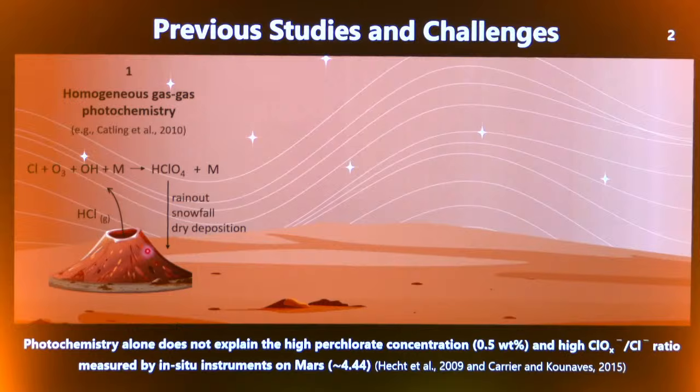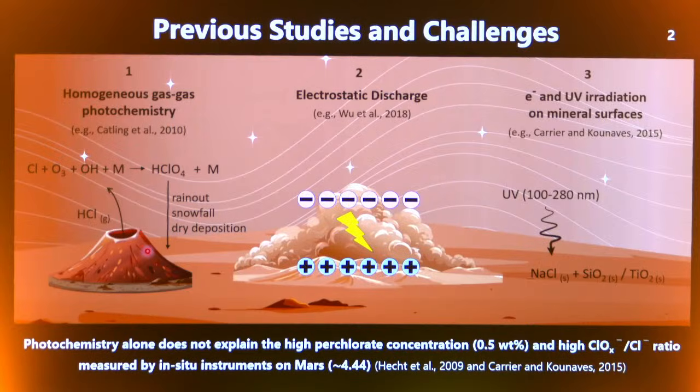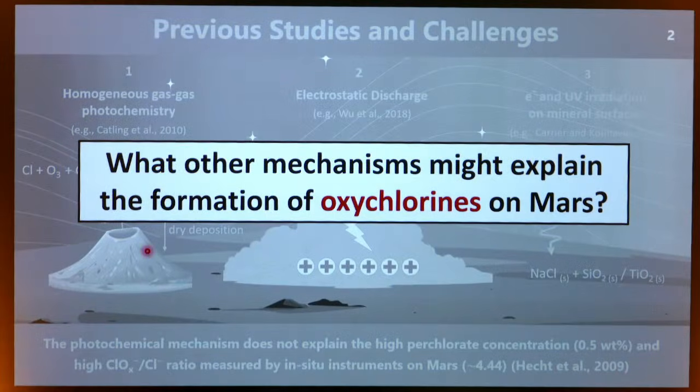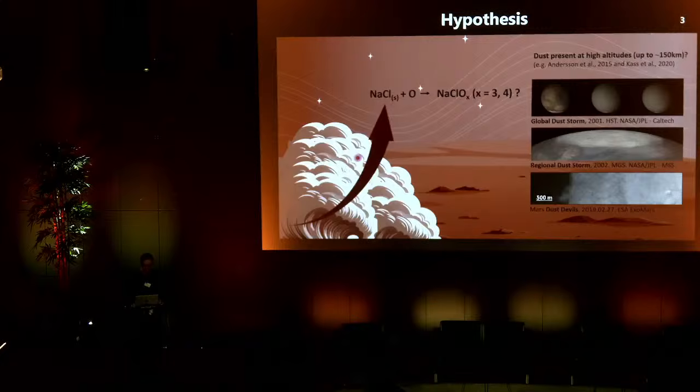So other mechanisms were also proposed, such as the formation of oxychlorines during sparks that occur during the saltation of dust or dust devil events, and also the UV radiation of mineral surfaces. And as with these other two mechanisms, we are also interested in exploring what other mechanisms might explain the formation of oxychlorines on Mars.